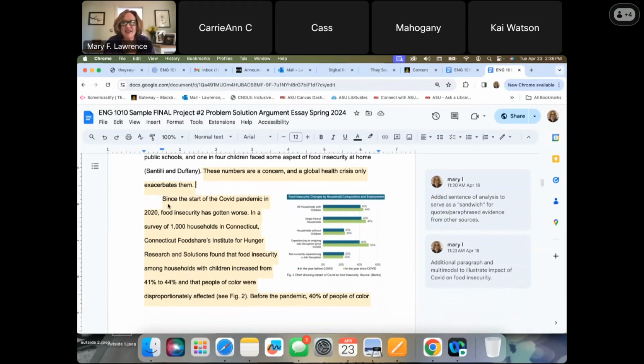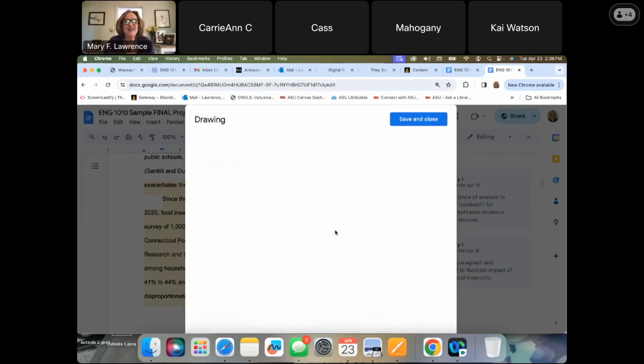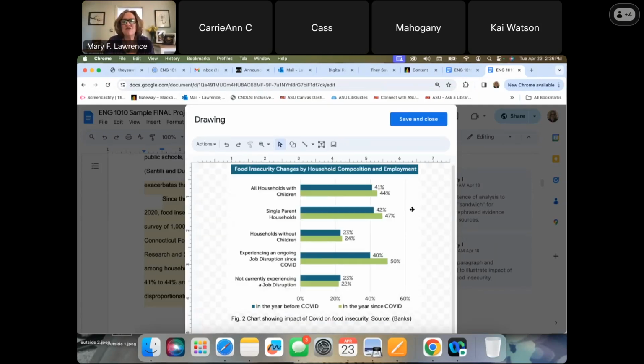I wanted to add some information about how COVID affected food insecurity. So this whole paragraph is new. And then this multimodal, this image. So to Carrie, and to answer your question, I found a source that had this graph, and I thought, oh, that's related to what I want to say about COVID. So figure 2, chart showing impact of COVID on food insecurity, and then source, actually I should change that. Source is, thanks.